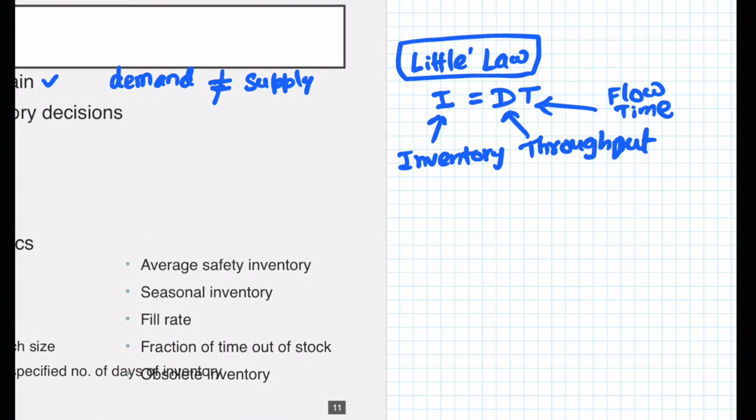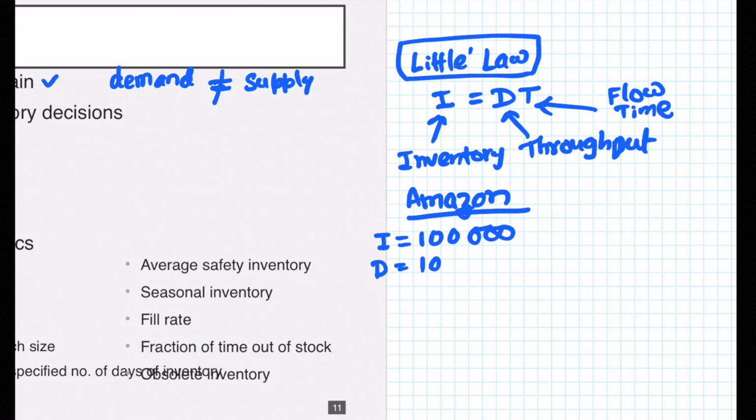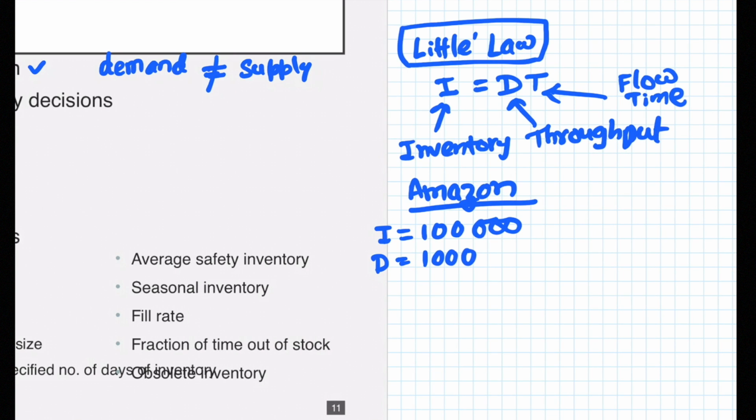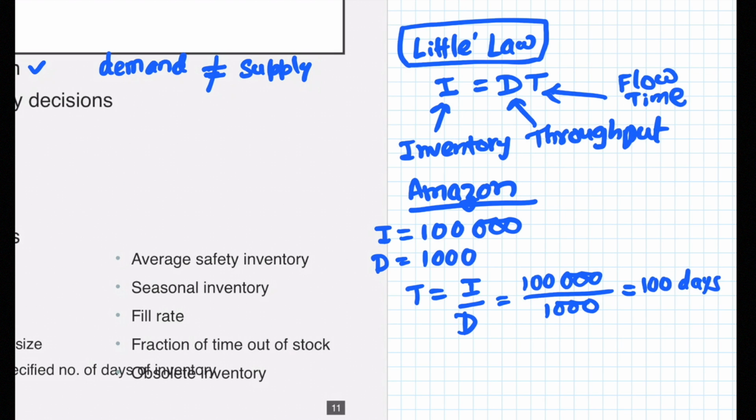Inventory clearly has impact on flow time of material. Let's take an example of Amazon. Suppose an Amazon warehouse carries an inventory of 100,000 items, and suppose they are able to sell 1,000 items every day. Using Little's law, we have flow time equals I divided by D, which means that on an average, an item will spend about 100 days in inventory.